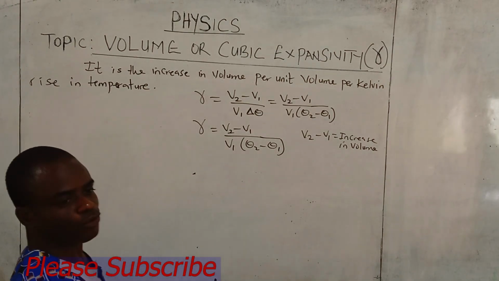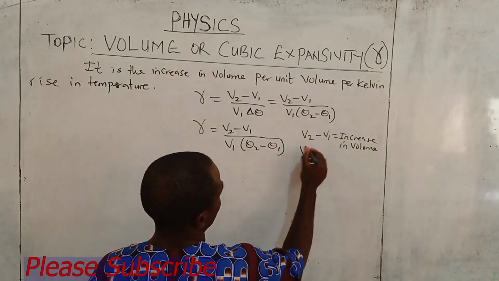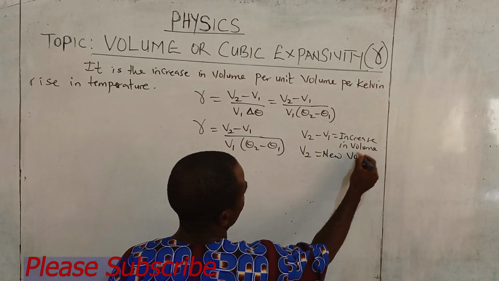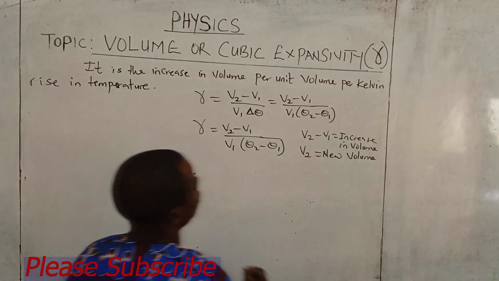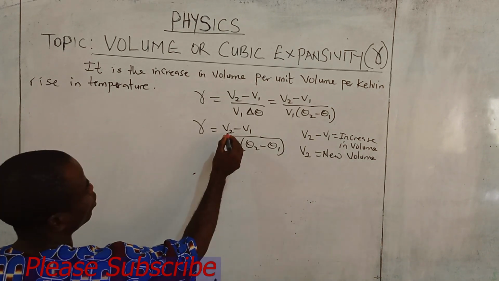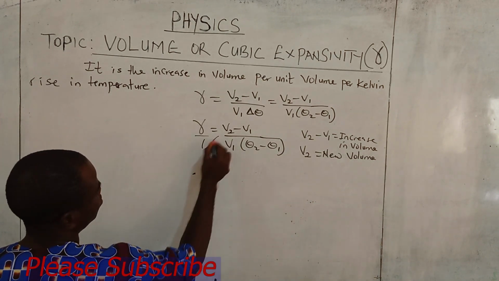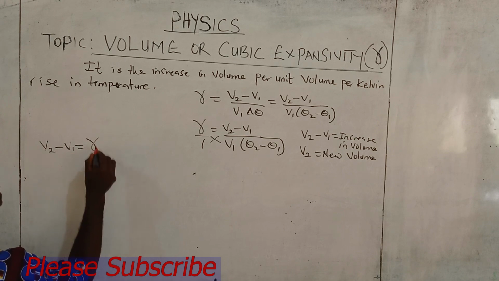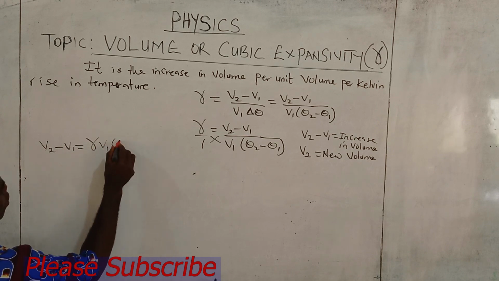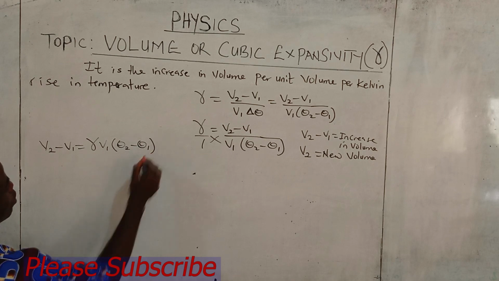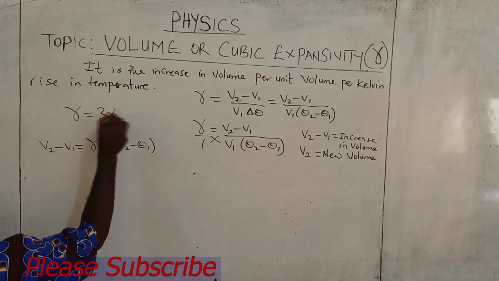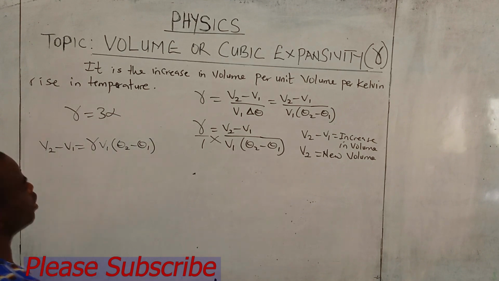Now, if you have to look for V2, which is the new volume, V2 is called the new volume. If you are looking for V2, you cross multiply. V2 minus V1 equals gamma V1 times theta 2 minus theta 1. And gamma is 3 alpha. Anyway, see gamma equals 3 alpha there.